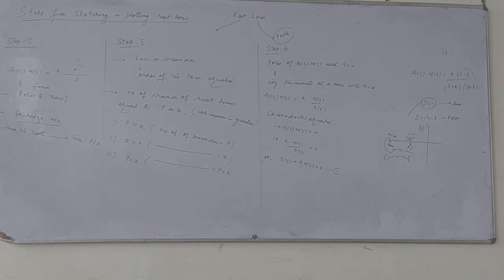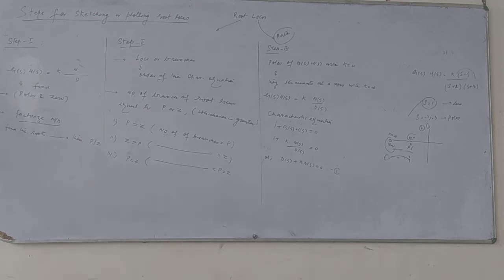Then I have explained already, if there is no zero, then a virtual zero will be considered, because the branch has to be completed. The branch has to start from a pole with gain equal to zero, and it has to terminate, whether at a physical zero or a virtual zero. Be clear. Next, whenever we draw the root locus, it will be symmetrical to the real axis. Symmetrical means whatever image we see on the top of the real axis, the same image will be at the bottom of the real axis also.